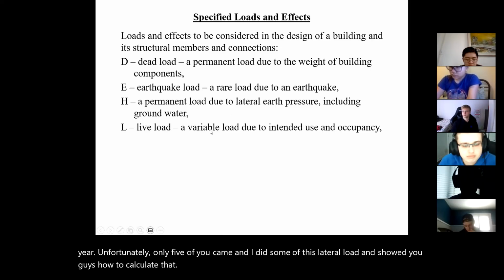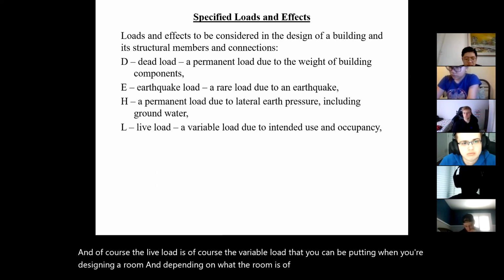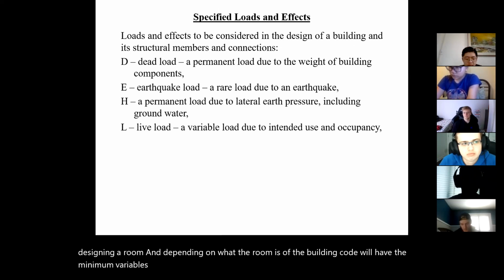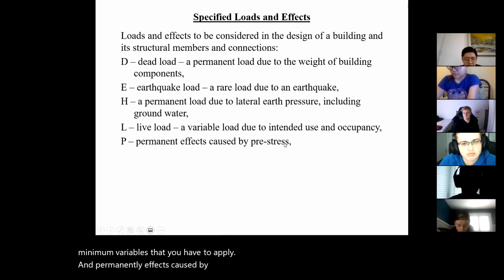And of course, the variable load, capital L, is going to apply when you're designing a room, and depending on what the room is, you'll have a minimum variable load that you have to apply. And permanent effects caused by pre-stressing: we're not going to be getting into pre-stressed concrete or whatever impacts pre-stress.